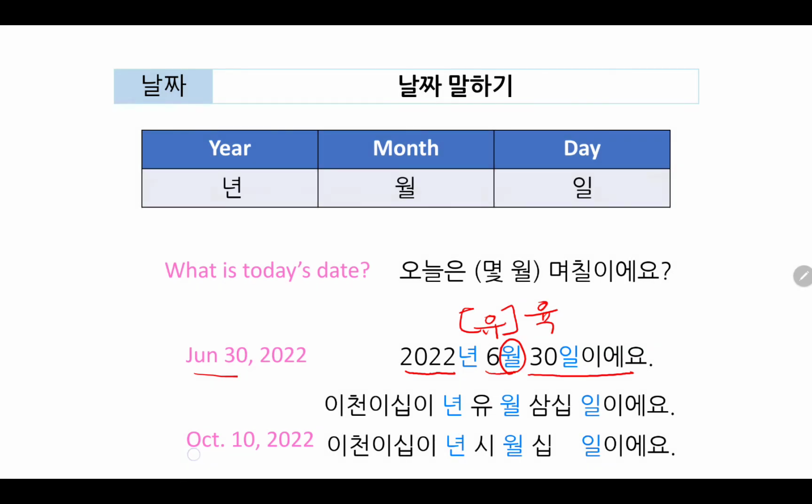Let's suppose today is October 10th, 2022. You would say 10월 10일이에요. Notice for the month, when 6 and 10 are combined with this month unit, these are pronounced a bit differently. So for June, it would be 유월, pronounced as 유월, not written as 유월, okay? And for October, you would say 시월 instead of 십월, you know? So this 비읍 받침 is not pronounced here.